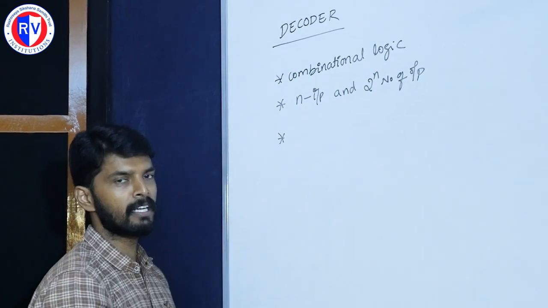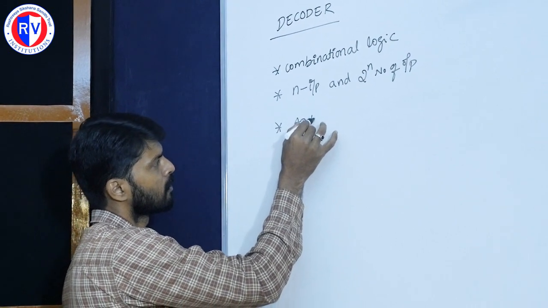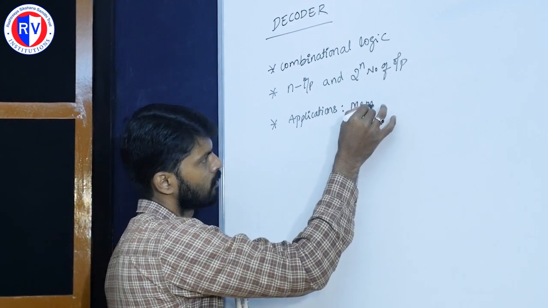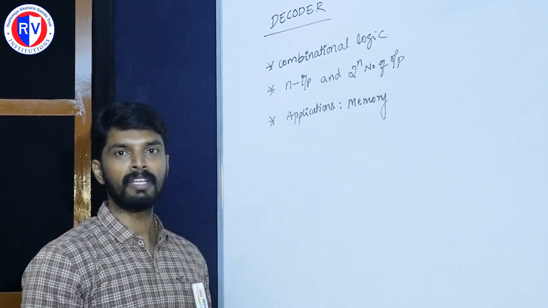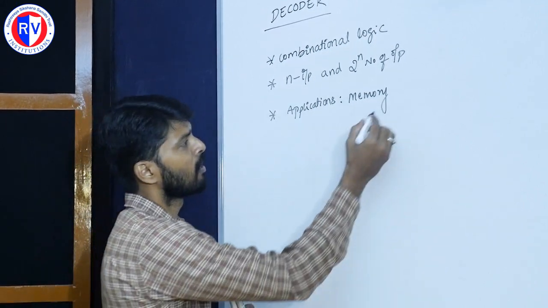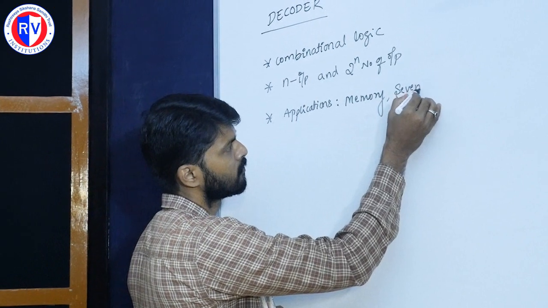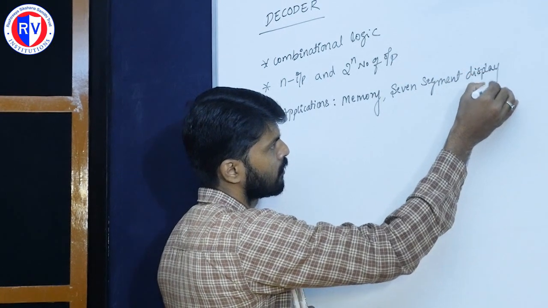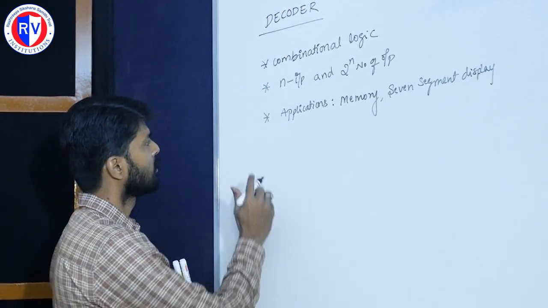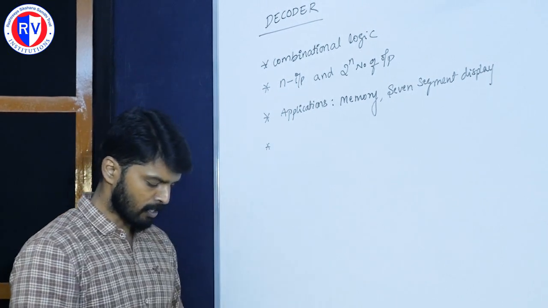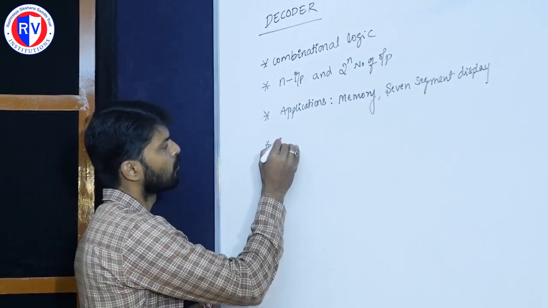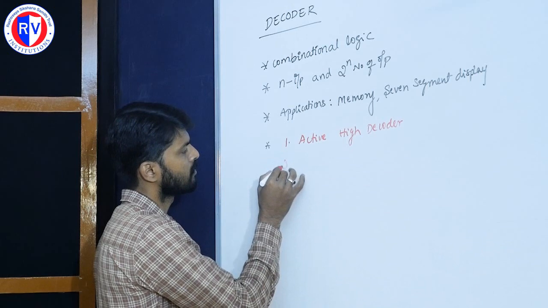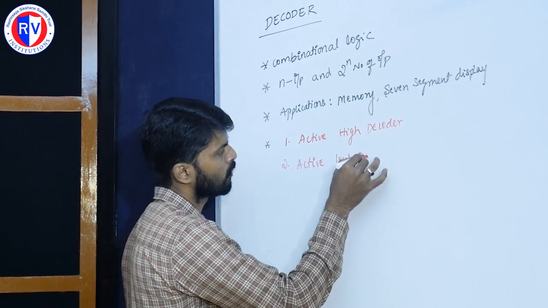This decoder is basically used in many applications like memory. In memory, in order to decode the address line, we use the decoder, and also in the case of a 7 segment display, this is used as a driver. Now, there are two types of decoders: one is the active high decoder, another one is the active low decoder.